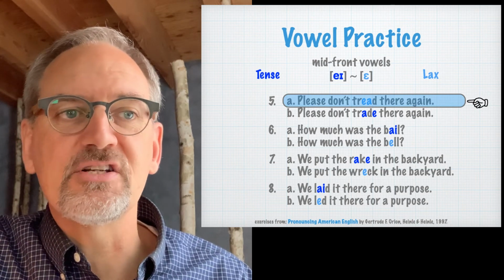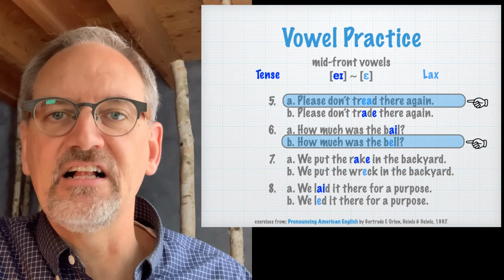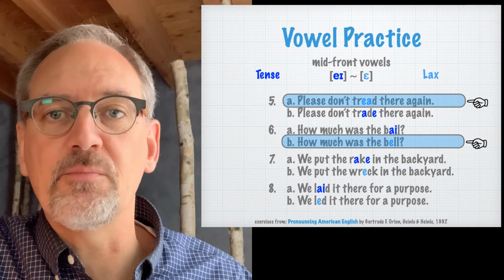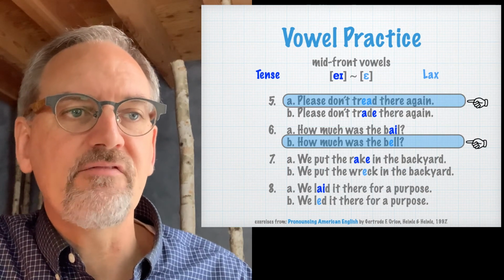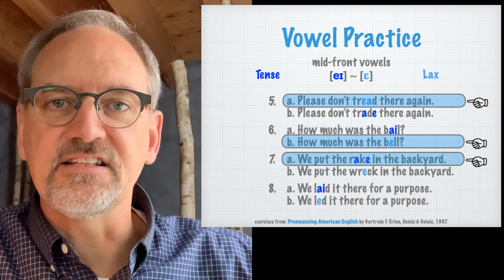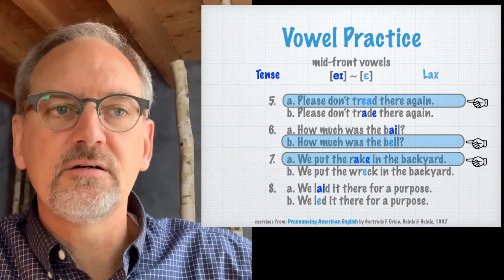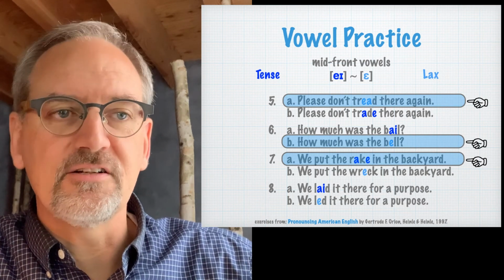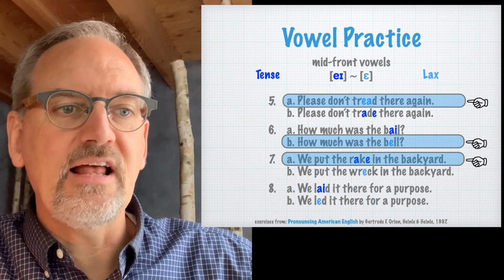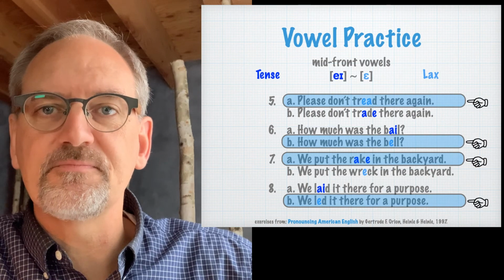Number 6, how much was the bell? Right, was the B sentence. Right? How much was the bell? Not how much was the bail? How much was the bell? Number 7, we put the rake in the backyard. Right? Was the A sentence. Not we put the wreck in the backyard, but we put the rake in the backyard. Okay? And number 8, we let it there for a purpose. Right? We let it there for a purpose. Okay.